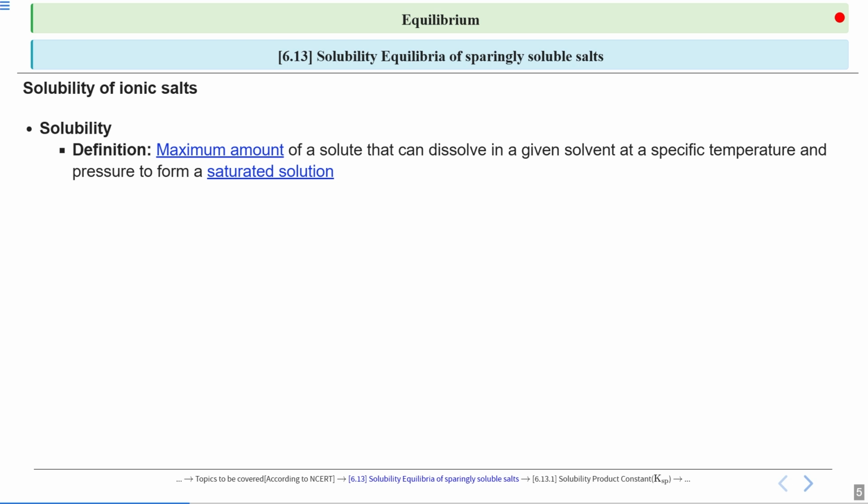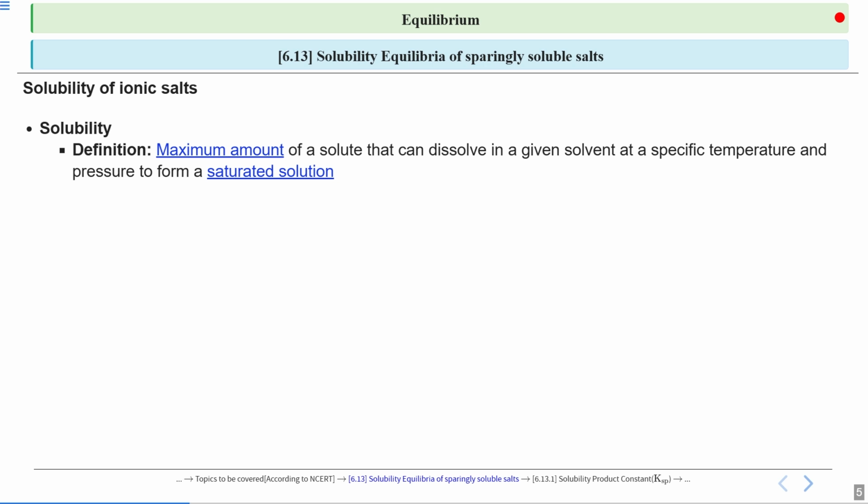Now this definition that you are seeing is specific to all types of solution, but still we are studying ionic salts, so we will keep our discussion to this definition according to ionic salts. So what can you understand from this definition? I hope this is crystal clear. It is the maximum amount of solute that can be dissolved in a given solvent. The important part is the temperature part, right?